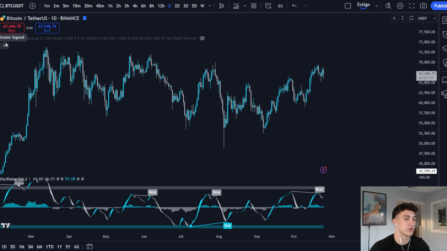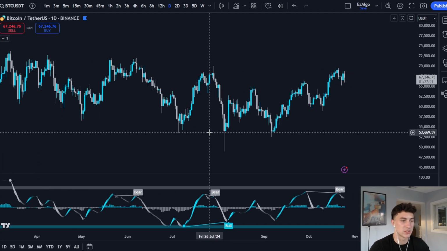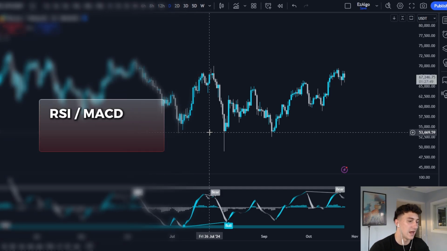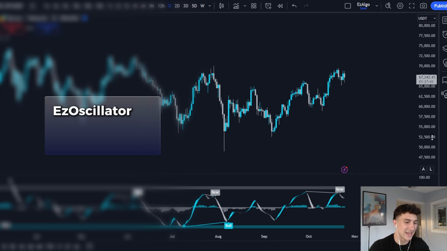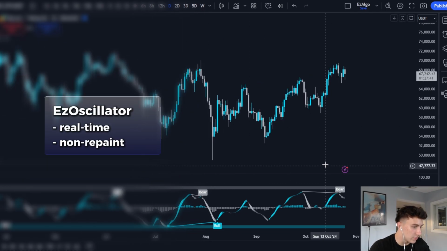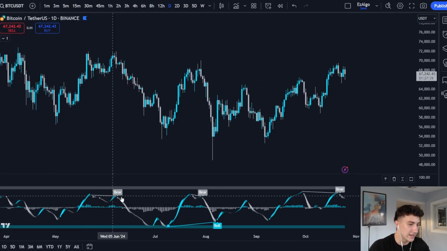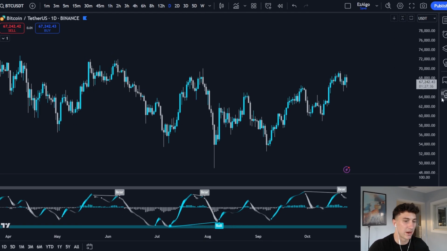Now, anytime I enter a trade, I always make sure I have confluence with the oscillator. So some of you guys may have heard of the RSI. The RSI is a lagging indicator. It's a lagging oscillator. Same with the MACD. So what I've developed is a real-time oscillator. This is non-repaint. It will flash these buy and sell dots and these bullish and bearish divergences.